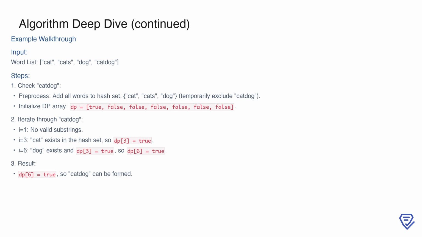As we iterate through catdog, we find that at i equals 3, the substring cat exists in the hash set, so we set dp[3] equals true. Later, at i equals 6, the substring dog exists, and since dp[3] is already true, we set dp[6] equals true. Thus, dp[6] confirms that catdog can be formed by concatenating other words from the list.